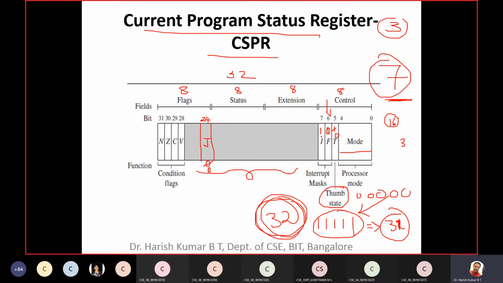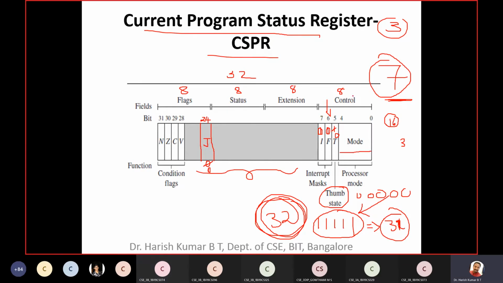If I don't want the microprocessor to ignore either the fast interrupt or the slow interrupt, then make the 7th bit and 6th bit as 0 0. That's all. That means your processor is not ignoring anything. Even if the slow interrupt comes, it will pay attention to it. Even if the fast interrupt comes, it will pay attention to it. So I guess you understood from the 0th bit till the 7th bit. Yes or no?